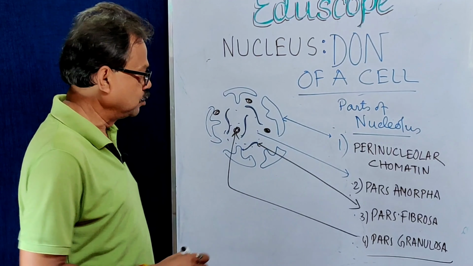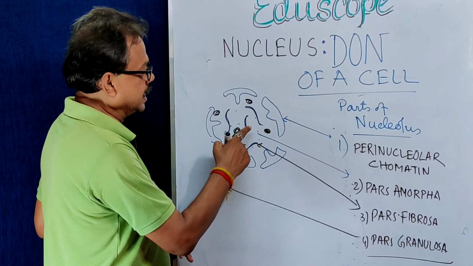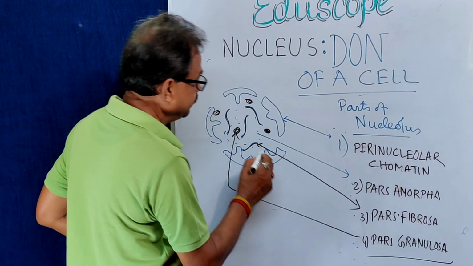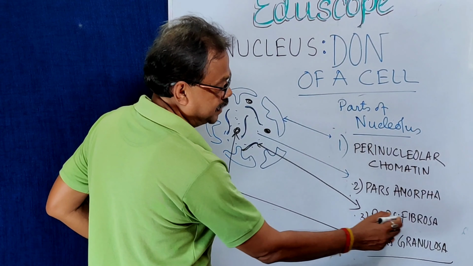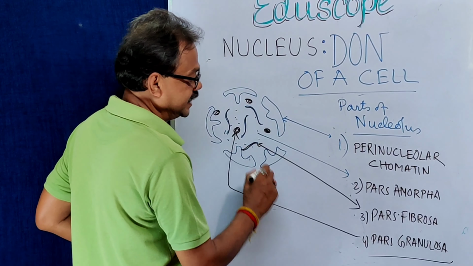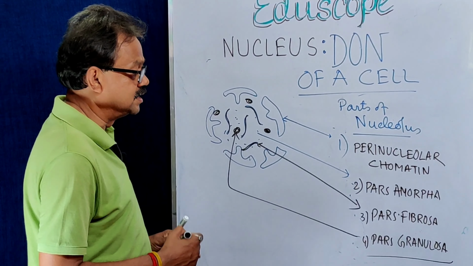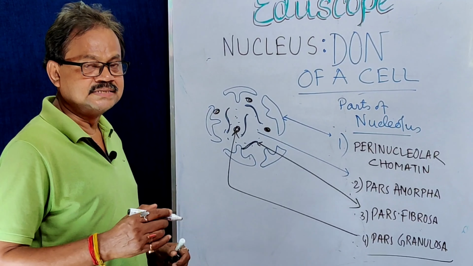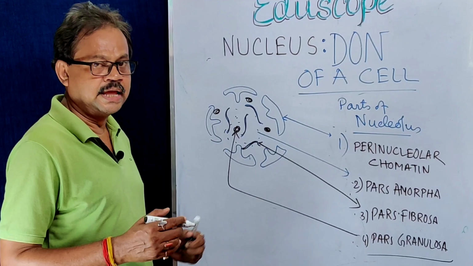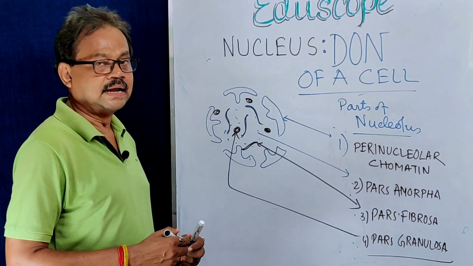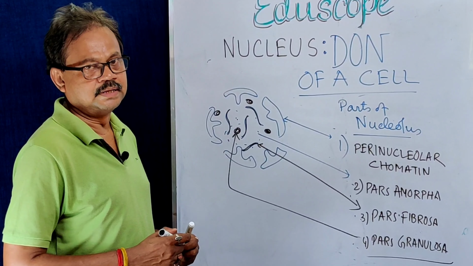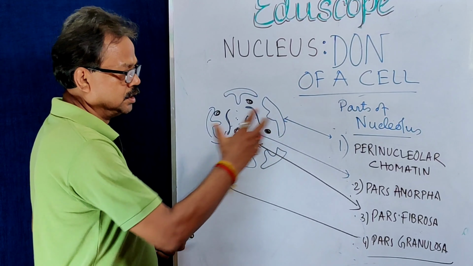One is the perinucleolar chromatin, the outside portion. Inside there is a liquid matrix called pars amorpha. There are thread-like structures called pars fibrosa, and inside, the granular parts are called pars granulosa. The nucleolus has no membrane, is the main site of ribosome formation, stores protein, and at the time of cell division it forms the spindle fiber. This is the main function of the nucleolus.